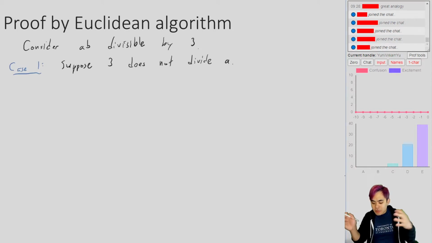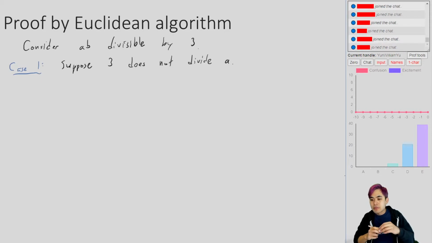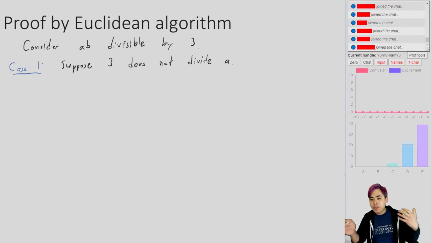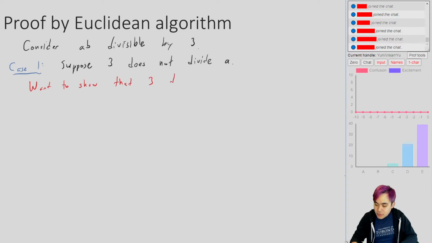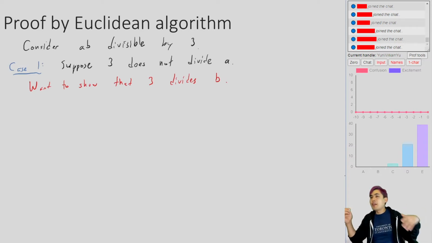Anyway, suppose 3 does not divide A. What do we want to show? Well, what we want to show is that then 3 divides B, right? Because we want 3 to divide at least one of the two pieces. So we want to show that 3 divides B, because if we can show that if 3 doesn't divide A, then it divides B, then we're done.